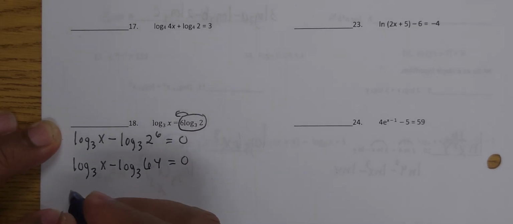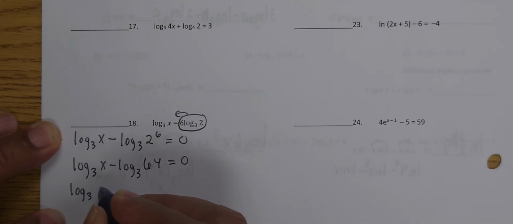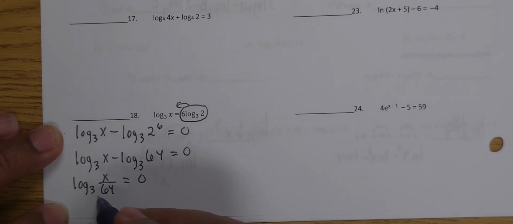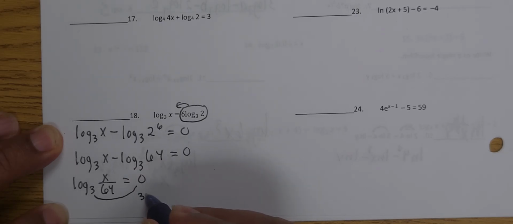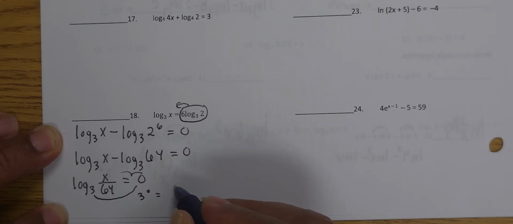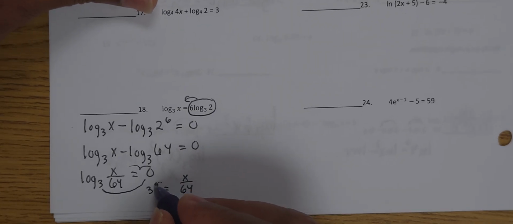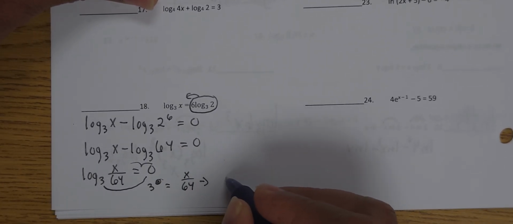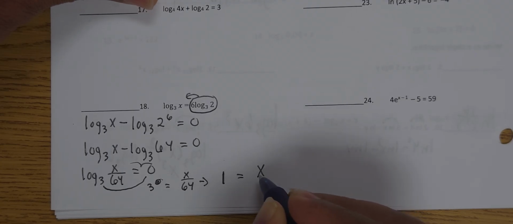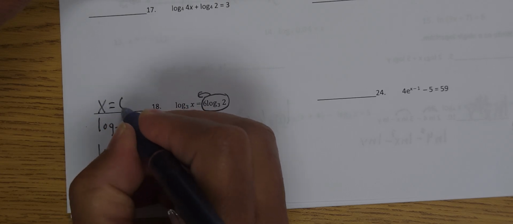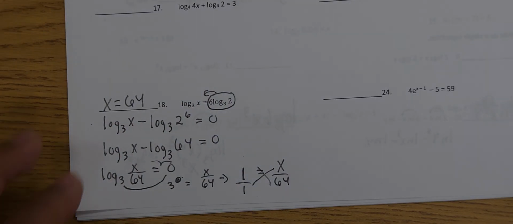Then condense to a single log. Log base 3 of x over 64, applying the quotient property, is equal to 0. Then I'm going to take the inverse function. So 3 to the 0 power is equal to x over 64. But we know that any number to the 0 power is 1, so for the sake of space, I'll write 1 equals x over 64. When we cross multiply, 1 times x gives us the x, and 1 times 64, so that means x equals 64. And that's the solution to number 18.